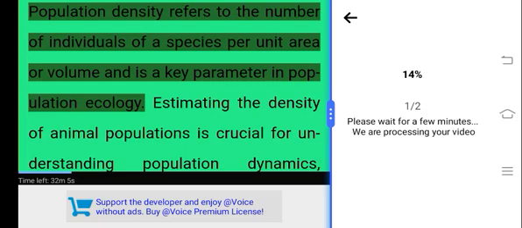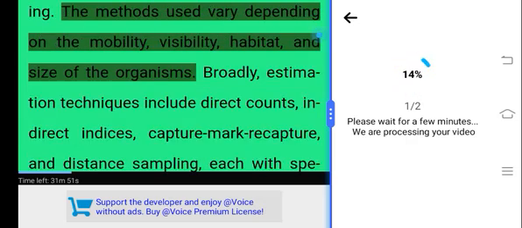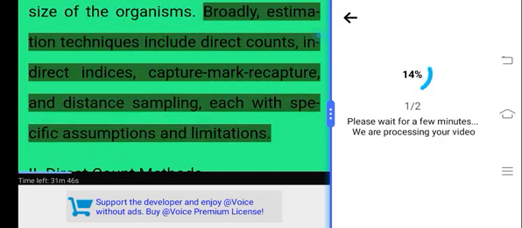Population density refers to the number of individuals of a species per unit area or volume and is a key parameter in population ecology. Estimating the density of animal populations is crucial for understanding population dynamics, species interactions, resource use, conservation status, and ecological modeling. The methods used vary depending on the mobility, visibility, habitat, and size of the organisms. Broadly, estimation techniques include direct counts, indirect indices, capture mark recapture, and distance sampling, each with specific assumptions and limitations.